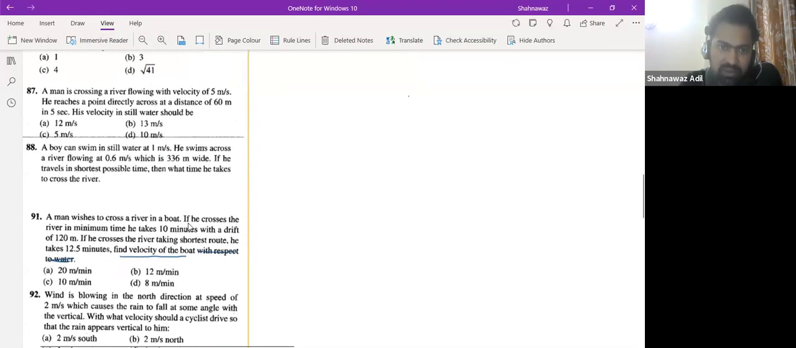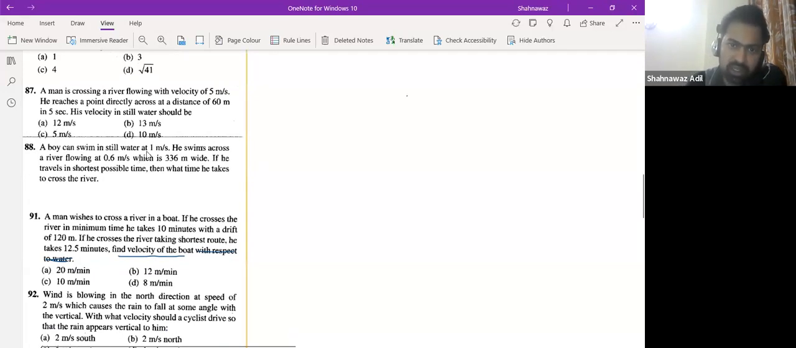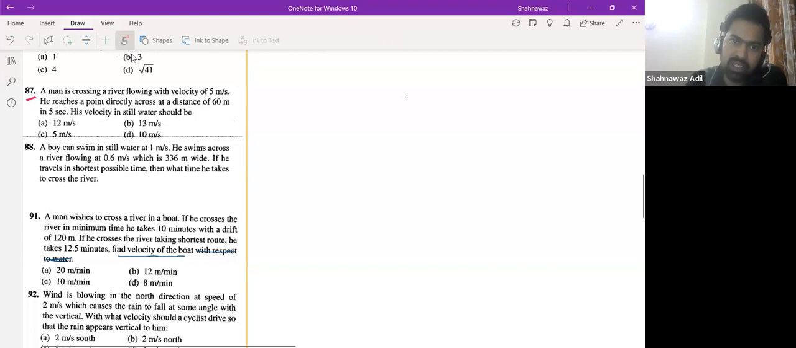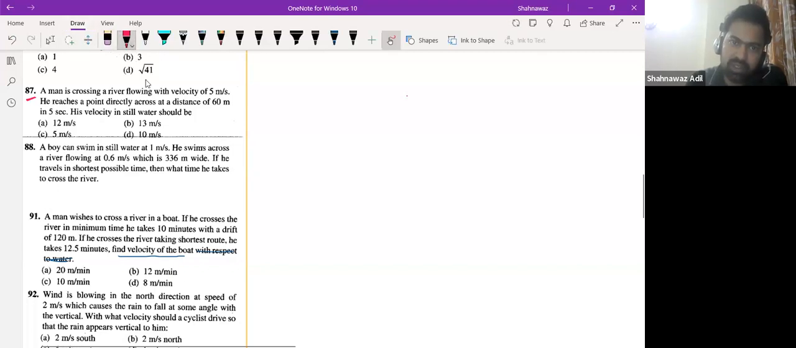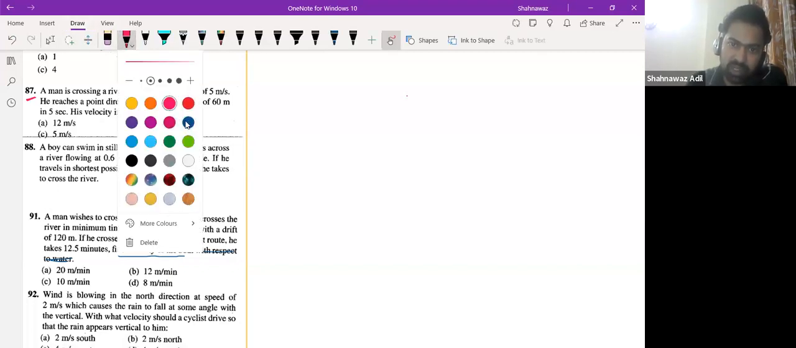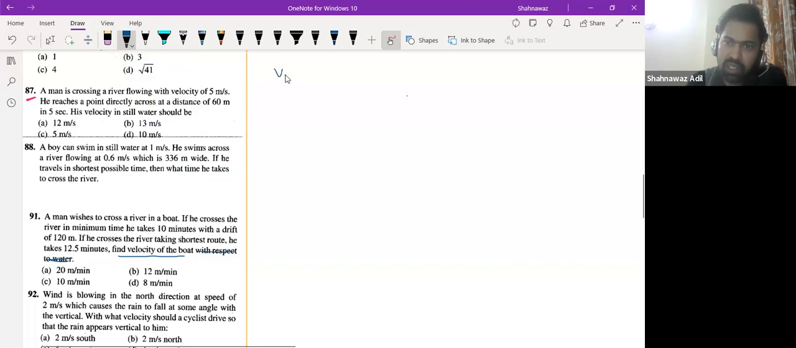So a man can swim in still water at, no, let us do this question, 87. A man is crossing a river flowing with a velocity of 5 meter per second. So VR, the velocity of the river, is given. And remember that you are not using relative velocity in this one. So 5 meter per second, this velocity of river is given.